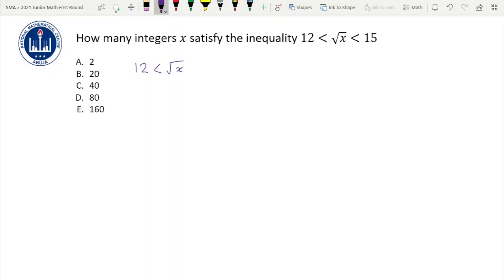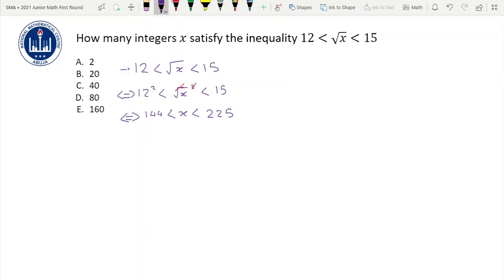So 12 is less than root x, which is less than 15. And to cancel out this square root that we have here, we're going to square the whole expression. Once you do that, you have that 12 squared is less than root x squared, which is less than 15 squared. So 12 squared is 144, so we have 144 is less than, and then this square cancels the square root and you're left with x. So 144 is less than x, which is less than 15 squared, which is 225. So now we know that if a number x satisfies this first inequality that we have here, then that number is also going to satisfy this last inequality that we have here.